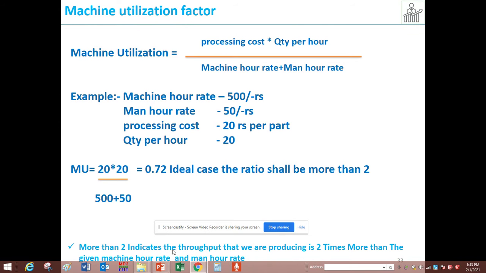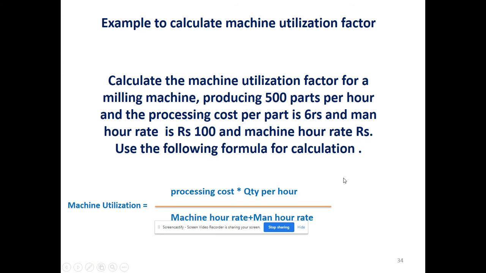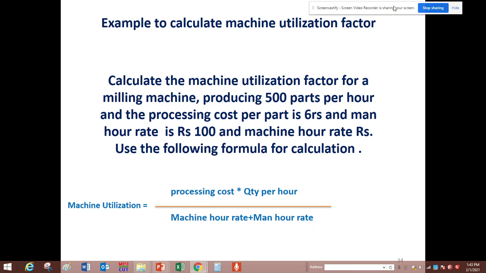So more than 2 indicates the throughput that we are producing is 2 times more than the given machine hour rate and man hour rate. So this is a calculation to find out whether the machine is producing the right value or not. This is an example calculation for you.